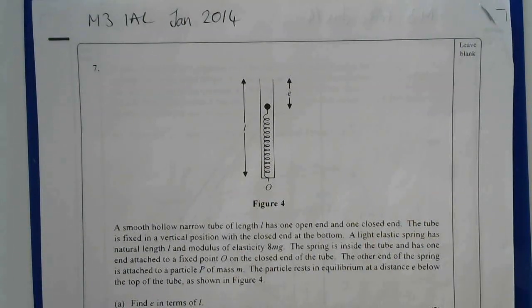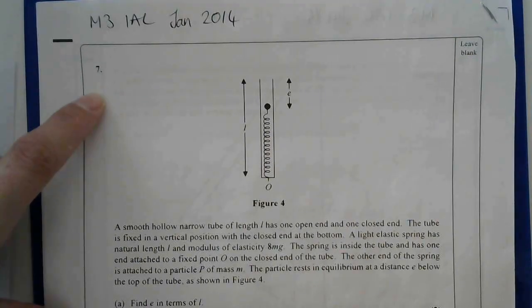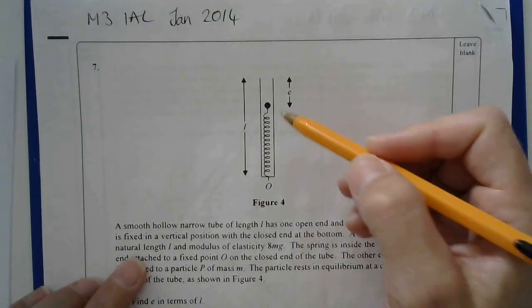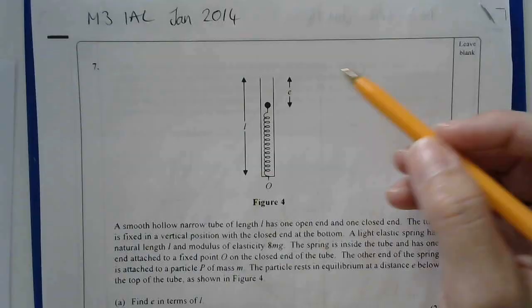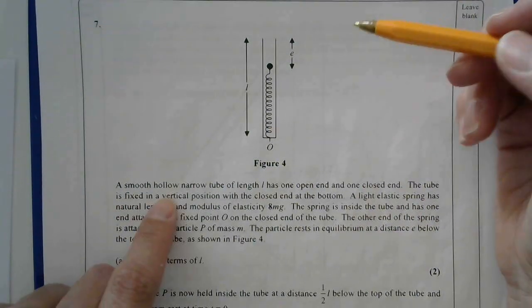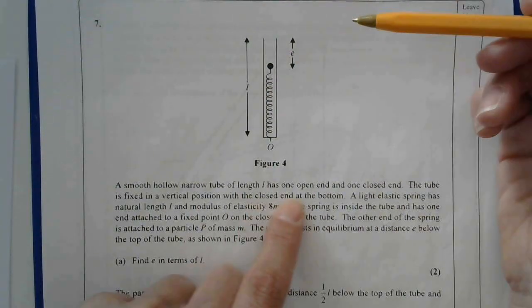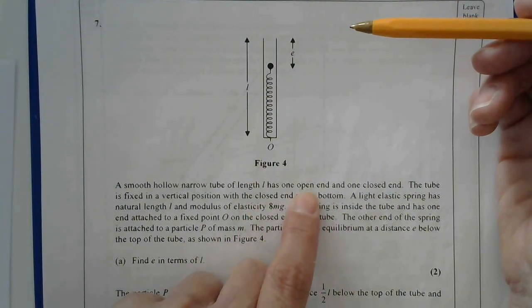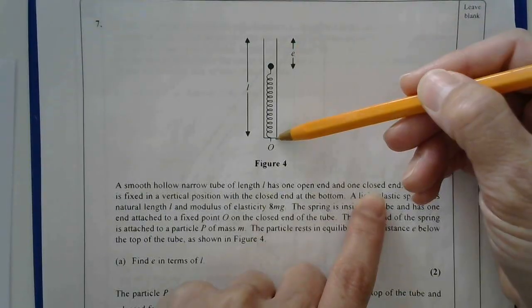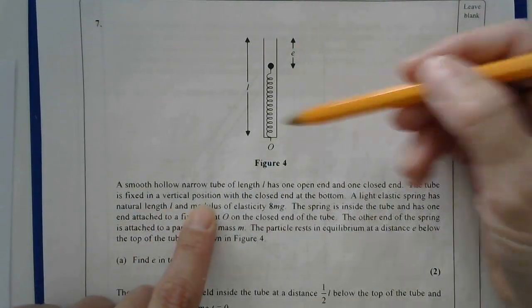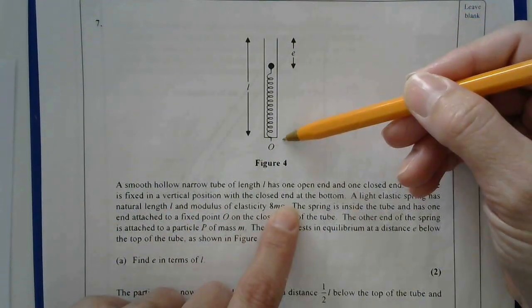Hello, today I'm looking at M3 International A-Level January 2014. This is question 7. So I have this rather strange diagram, and it says a smooth, hollow, narrow tube of length L has one open end and one closed end. The tube is fixed in a vertical position with the closed end at the bottom.